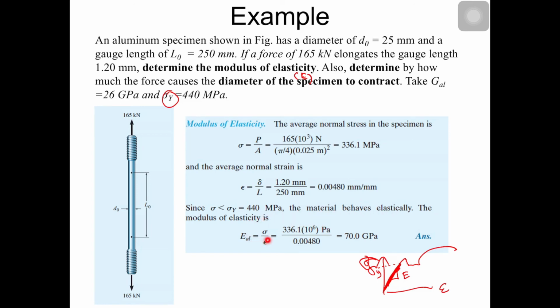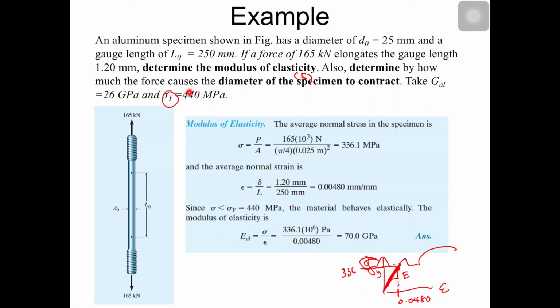So the modulus of elasticity is sigma over strain. So 336 over 0.0048. Here is 336 and here is 0.0480. So the slope here is 70 gigapascal. Alright, next, question number 1.